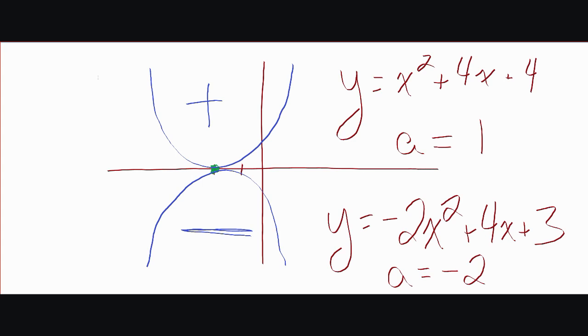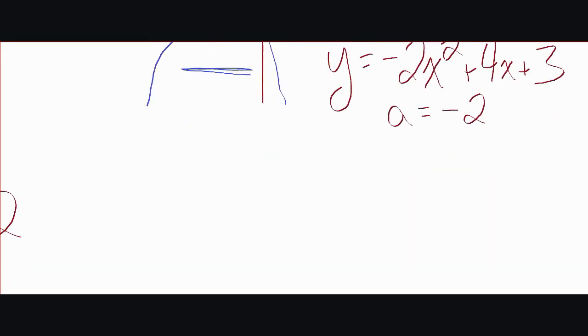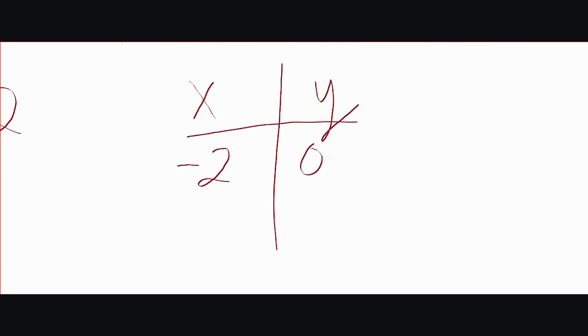We need to find 2 more points, one on either side of our parabola. One over here, let's say, and one over here. One on either side of the vertex in order to complete this graph. So, let's build a table. x, y, we have -2, 0. That's my vertex. I need to find 2 more points, one on either side of my vertex, in order to graph this parabola.